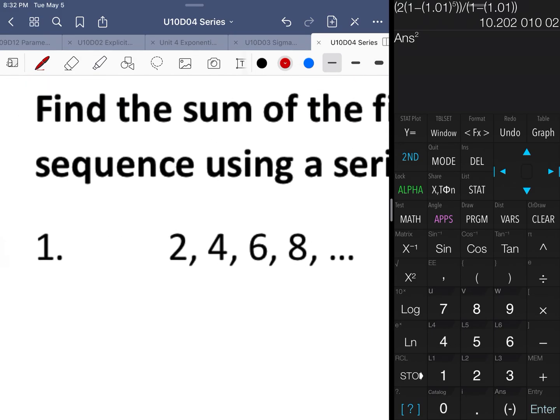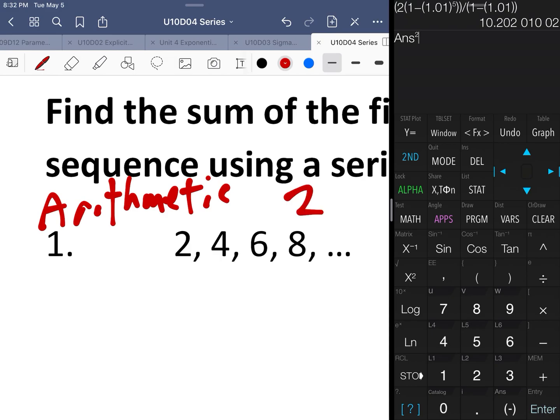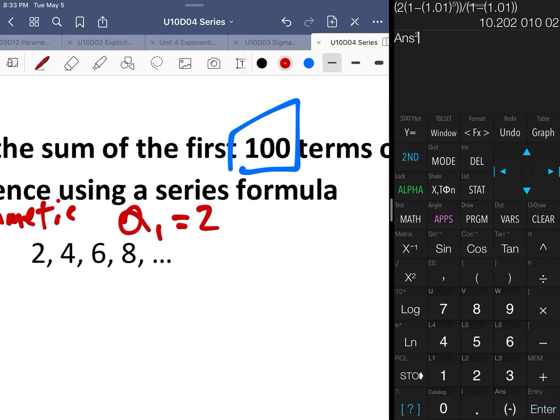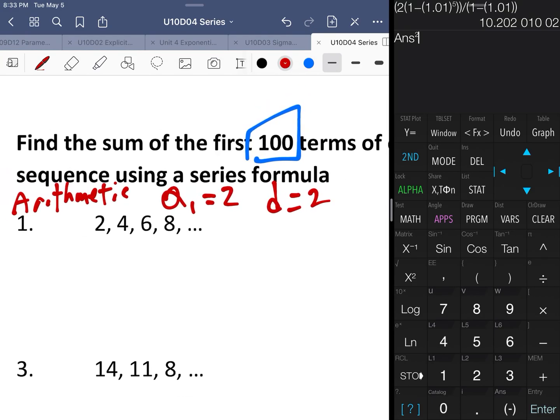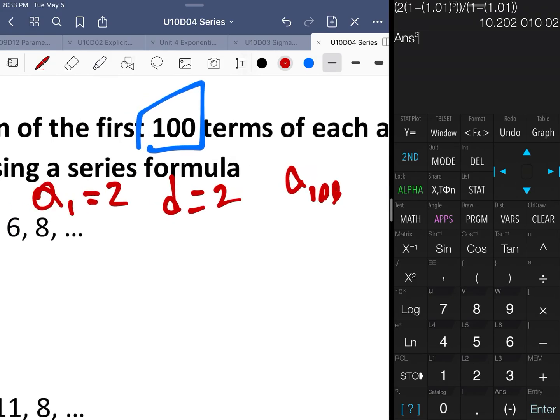So in this case, we'll just look at the first sequence, and we can see that it starts at 2, and then the rule is add 2, which means this is an arithmetic sequence. And the first term is 2, which we need to know. And we need to know the common difference, which is 2. And we need to figure out what the last term is. And since we're going to be doing term 100, A100, we need to find the 100th term.